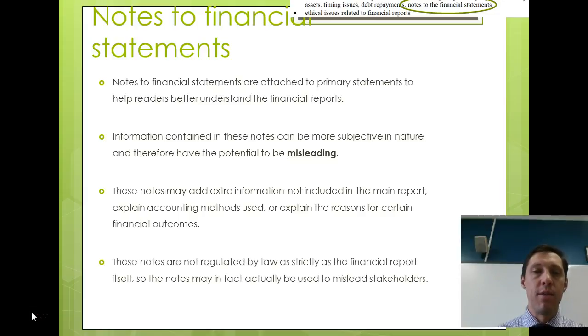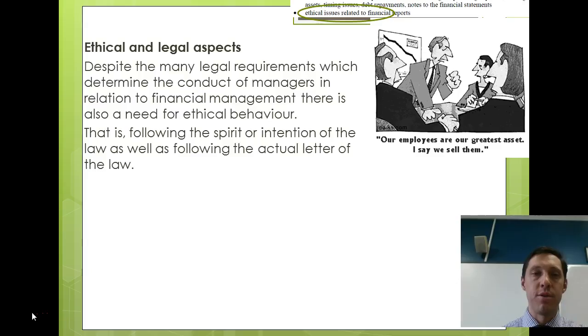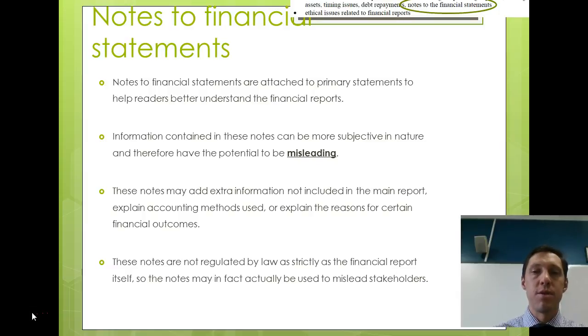The notes aren't regulated by law as strictly, at least, as the actual financial report, so the balance sheet or the income statement, so they might in fact be used to mislead stakeholders, both internal and external. So there's three more additional limitations of financial reports: timing issues, debt repayments and notes to the financial statements. The next video will cover ethical issues that relate to financial reporting.